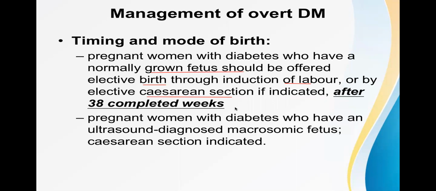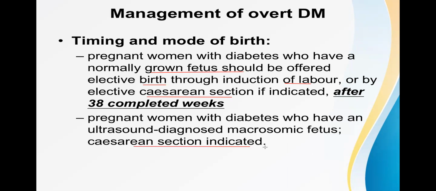Apart from them, if your examiner is still waiting for the answer to be completed, you can say artificial rupture of membrane or amniotomy as another answer. Balloon dilatation of the cervix is another answer also. If those two are told in the beginning, probably they don't want to listen anymore. So those are the appropriate ones. For pregnant women with diabetes who have an ultrasound-diagnosed macrosomic fetus, cesarean section is indicated.